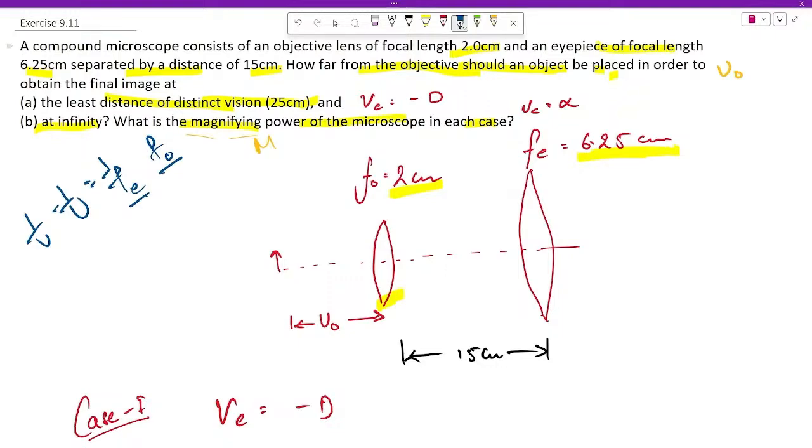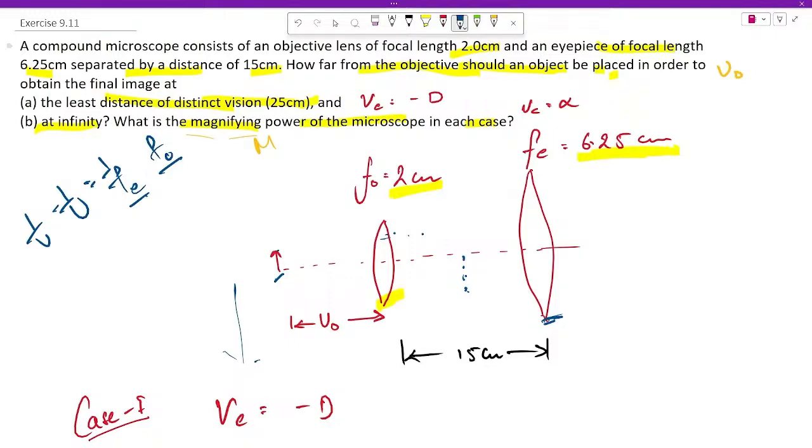So we know that in a compound microscope, an object is placed over here in front of the objective. This will form a real image between these two lenses, let us say over here, and this image will be treated as an object for the eyepiece, and the eyepiece will form the final image, which is magnified. Now we have to find out the value of u naught in both the cases.